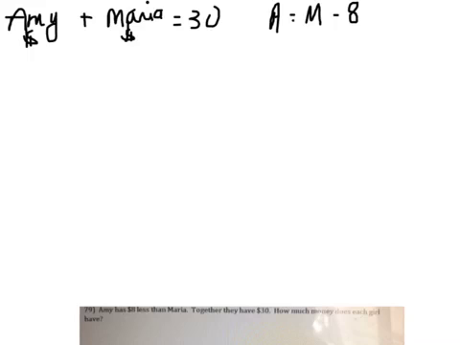But here's what I can do. Maria has M dollars, doesn't she? And look over here. Didn't we describe Amy in terms of Maria?